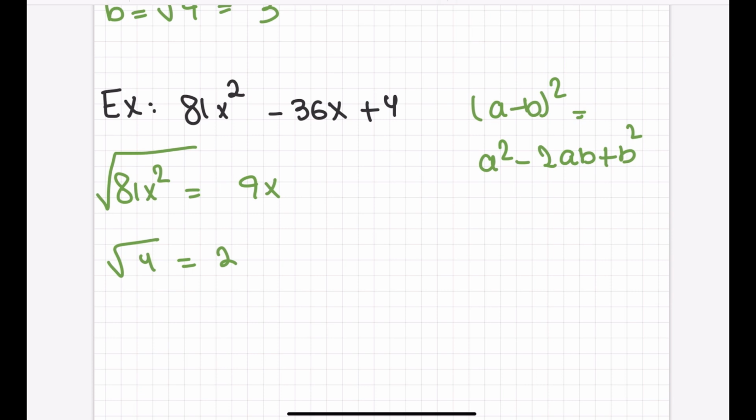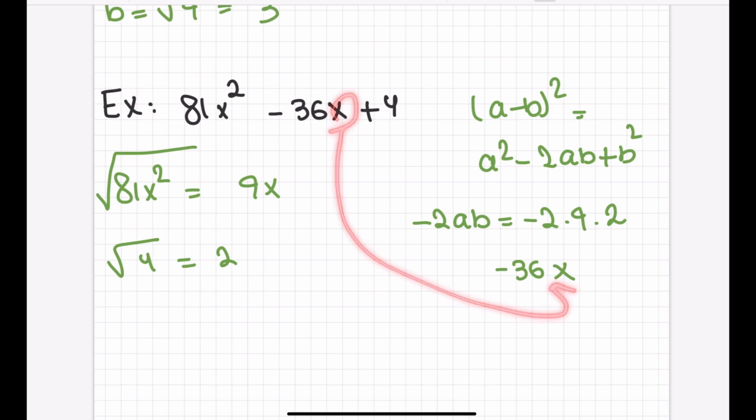b squared. Now I'm taking a look at the middle. So for the negative 2ab, I have negative 2. Regarding a, I have 9. And regarding the b, I have 2. So 2 times 9 is 18. 18 times negative 2 is negative 36. So equals negative 36x. I didn't put x here, like I didn't use x here because the a is 9, it's actually 9x. And I had x here, so that's why I put the x in here. If that makes sense to you.